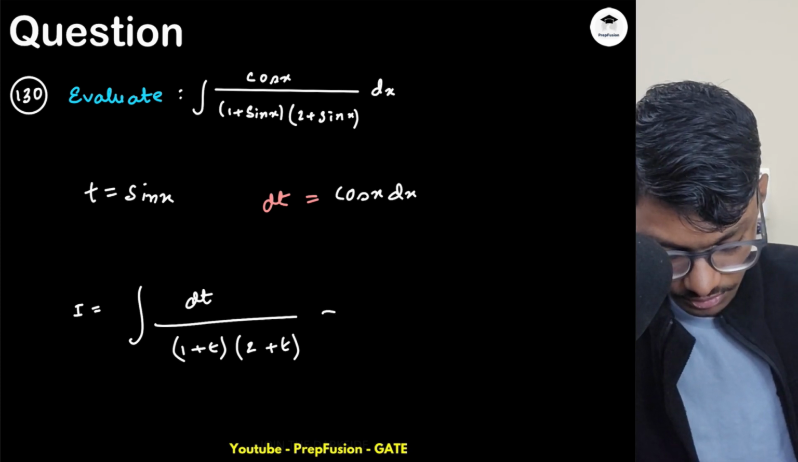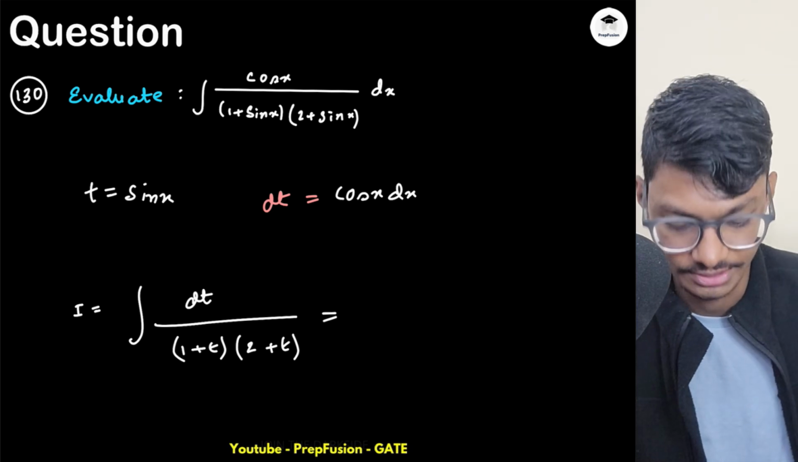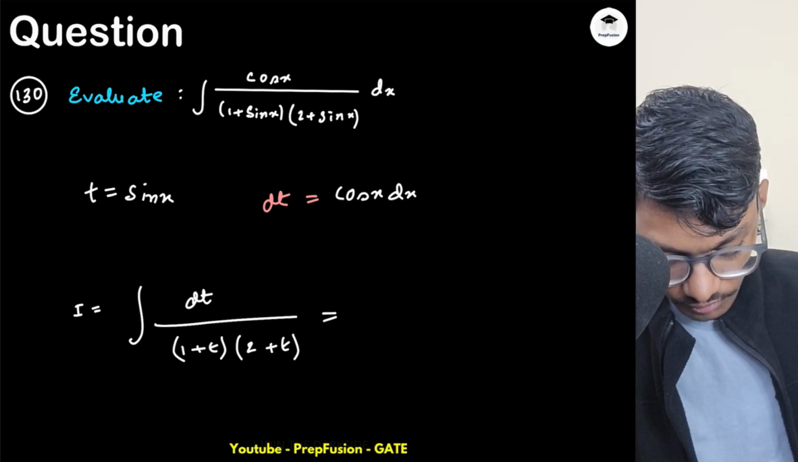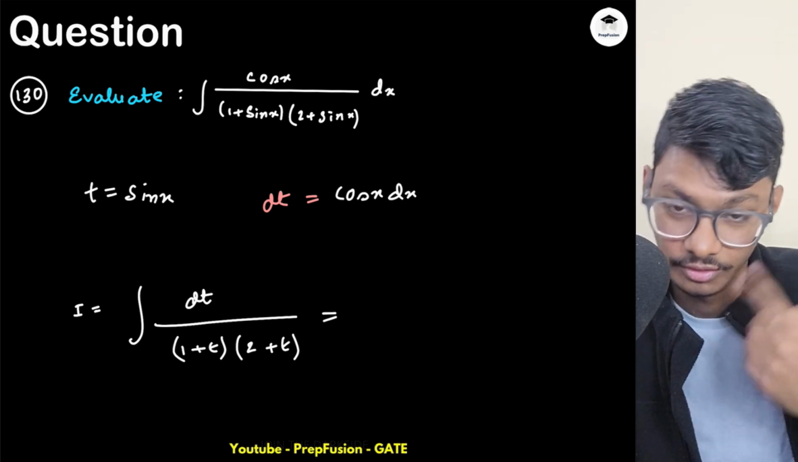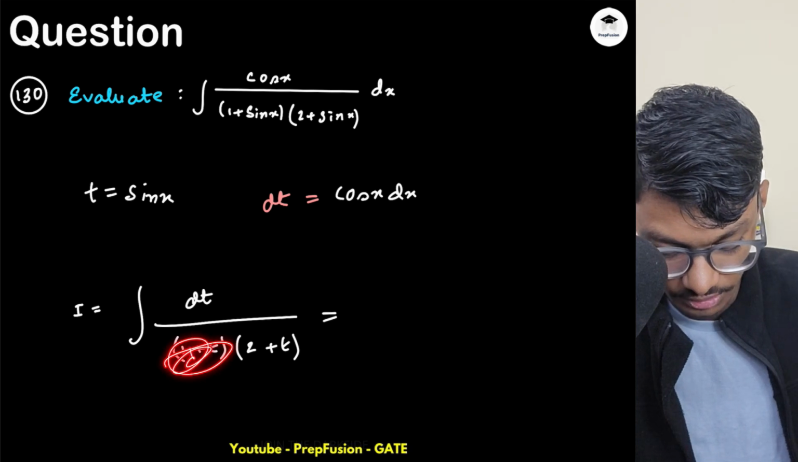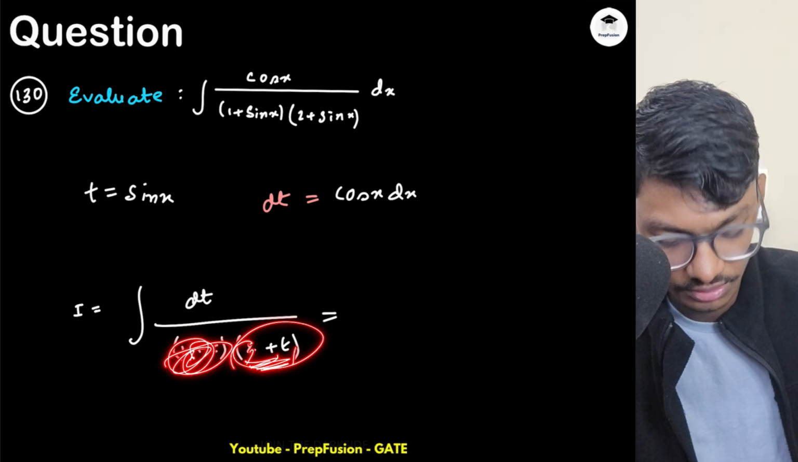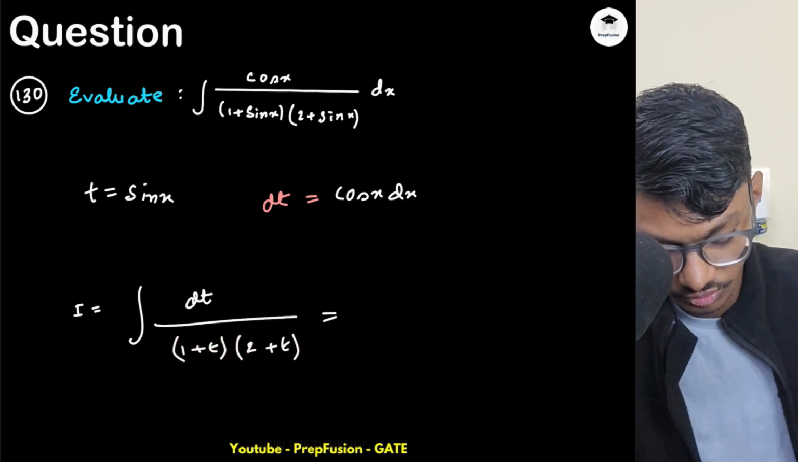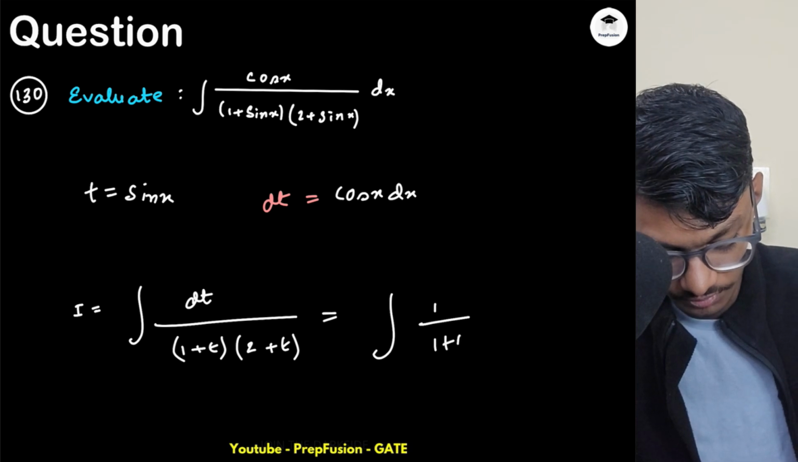So this will be equal to, I can use the partial fractions. What I can do, you can directly observe this, or if you can't, then obviously you have to use that formula. So I can cover this one up and put t equals minus 1. If I put t equals minus 1, this is 2 minus 1, which is 1. So this will be simply 1 by 1 plus t.